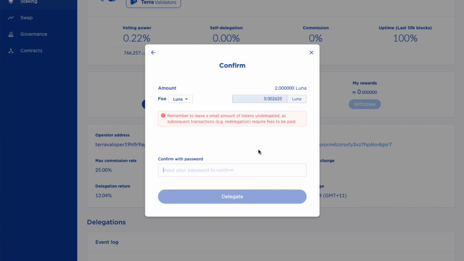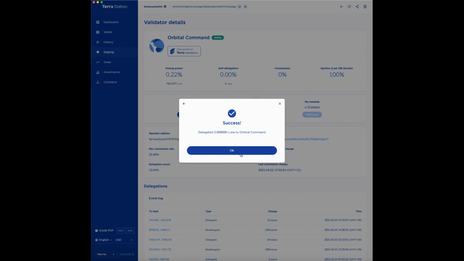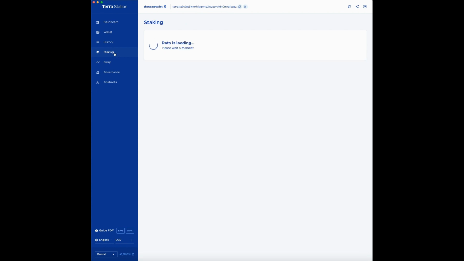So now what it was telling me is make sure you do not throw all your Luna, not necessarily at one node, just all your Luna out of your wallet, because remember, you have to pay fees in Luna. So I've made sure I kept that. So let me put in my password. And done. So that is delegated. Now, coming back to staking.